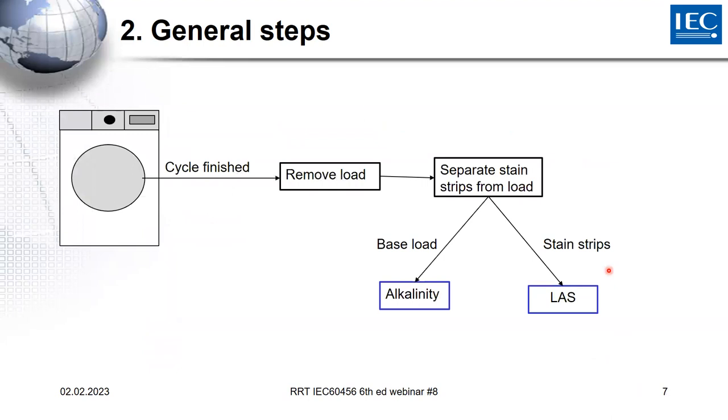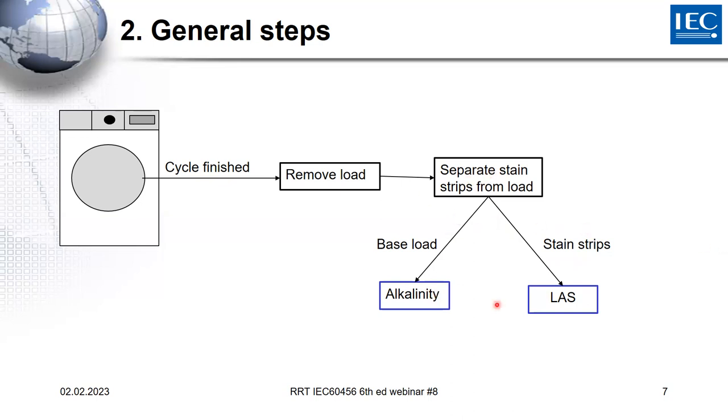The other steps are very normal, you do the washing as you know it. When the cycle is finished, you have to remove the load out of the machine, and then you separate the stain strips from the load. You also take out any other specimen, like the gentleness of action fabric, or the temperature loggers. The base load that we have is used for alkalinity, and the stain strips, or the white part of the stain strip, is used for LAS.